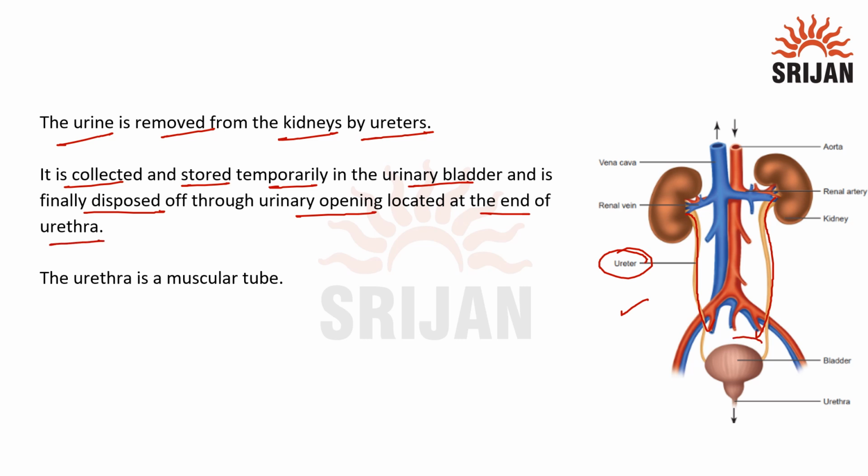So here we can see this is the muscular pouch which is called the urinary bladder, and this is the urethra, that is a muscular tube, and from this urethra's opening the urine would be removed from the body.